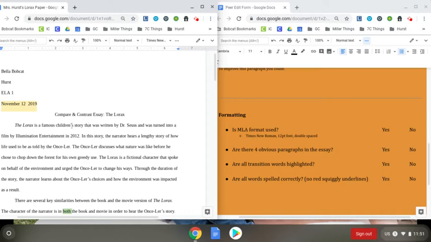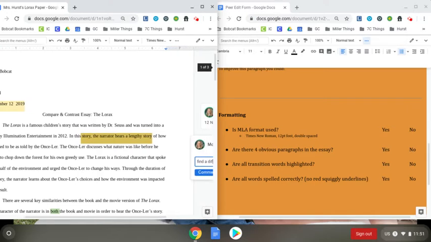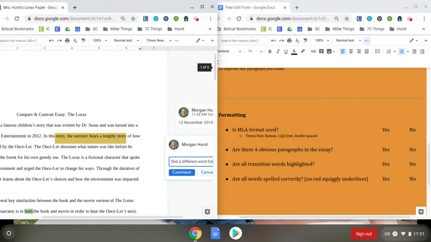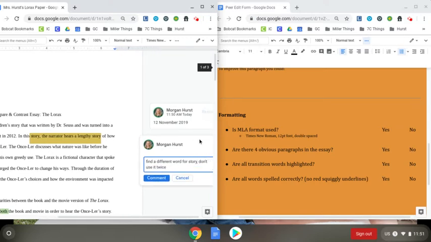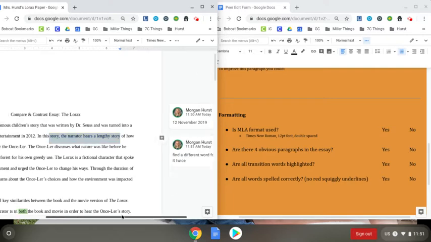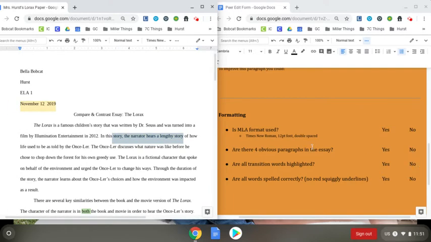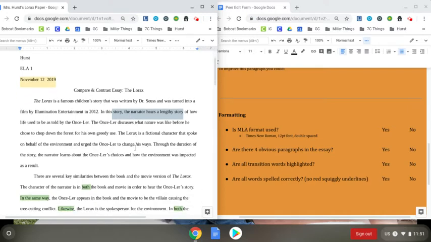Another thing that I find funny in our intro as I'm reading back through it: in this story, the narrator hears a lengthy story. I think it's funny to hear story back to back here. So I'm going to say, find a different word for story. Don't use it twice. Okay, so just reading back through. That's not something that I was asked on my paper, but something that sounds funny to me in my final read through.